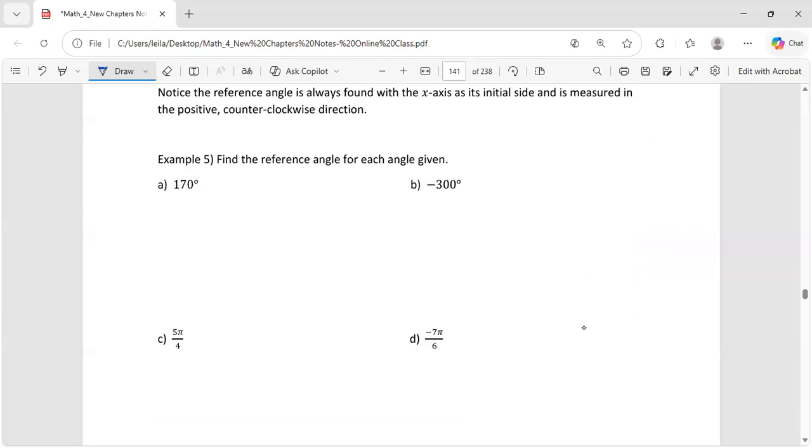Let's look at example 5. We want to graph each angle and find the reference angle for each of them. First, I want to graph the angle in a standard position. That helps a lot to find the reference angle.